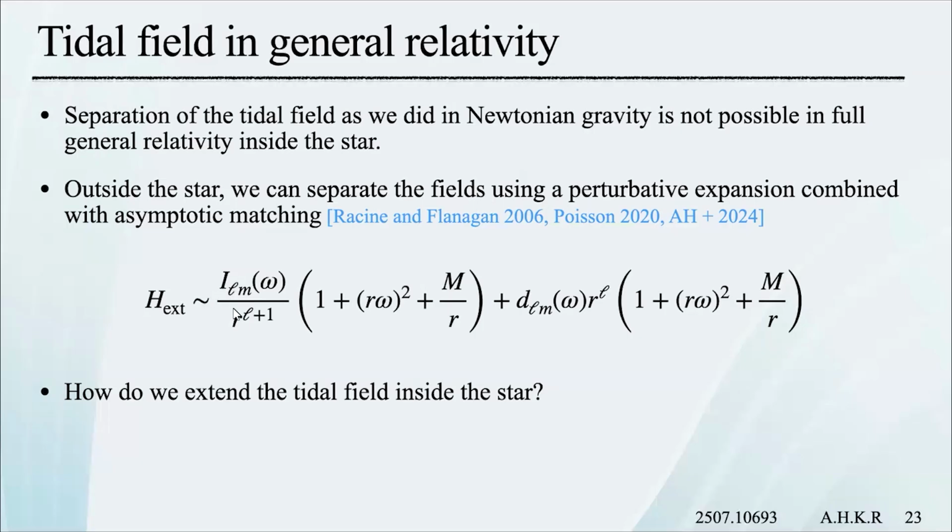You have the multipole moment here, and that scales as r to the power L plus 1. So that's the Newtonian contribution. You have post-Newtonian corrections as well. And then you have the tidal moment, which again has the same sort of characteristic Newtonian plus post-Newtonian correction. So the question is, how do you extend the tidal field inside the star? There's a question, so I can take the question now.